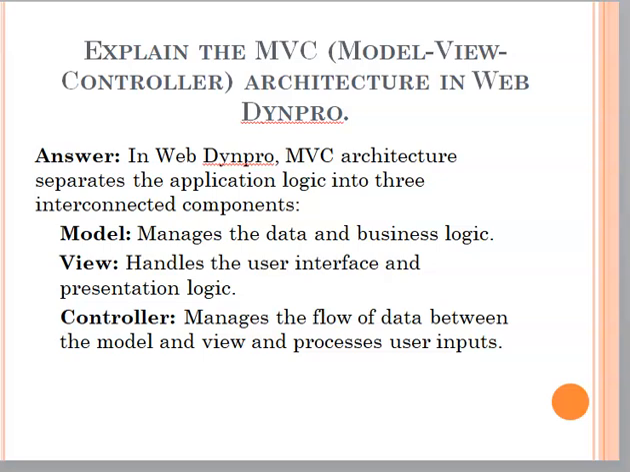Explain the MVC, model view controller, architecture in Web Dynpro. Answer: in Web Dynpro, MVC architecture separates the application logic into three interconnected components. Model manages the data and business logic. View handles the user interface and presentation logic. Controller manages the flow of data between the model and view and processes user inputs.